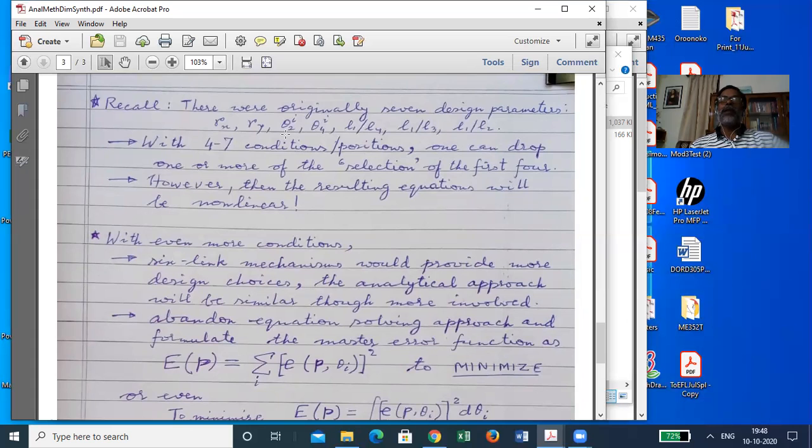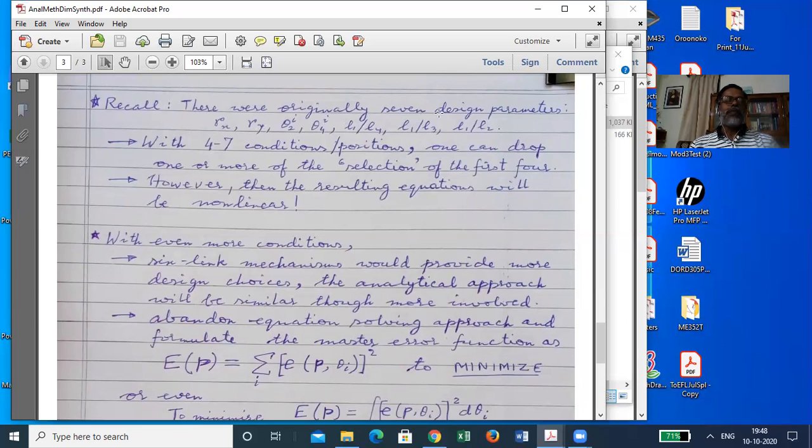If there are 7, if you want to make a very accurate synthesis for the function or the path or the motion, then you say I don't select anything. I want to keep all 7, so I can satisfy 7 positions, 7 close by positions. Okay, and that will be great design.